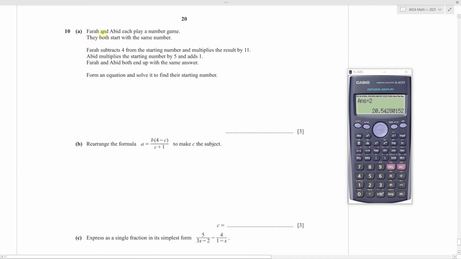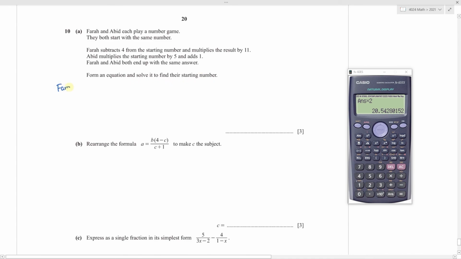Question 10, part A. Farah and Abid each play a number game. They both start with the same number. Farah subtracts 4 from the starting number and multiplies the result by 11. Abid multiplies the starting number by 5 and adds 1. Farah and Abid both end up with the same answer. Form an equation and solve it to find their starting number.